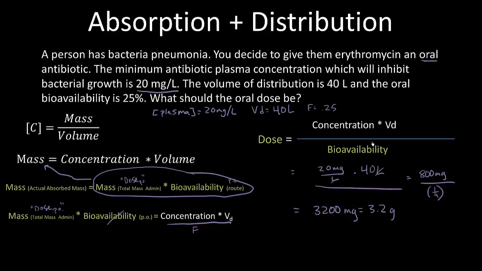Here a lot of people say, oh, here's another equation that you should just memorize. I disagree. The two equations that we've done so far, from which we can derive all these other ones, are concentration is mass over volume, and the absorbed mass is equal to the total mass administered times bioavailability. From these, you can really derive the equation for volume of distribution, for the dose you need to give, and you can include this component of bioavailability.